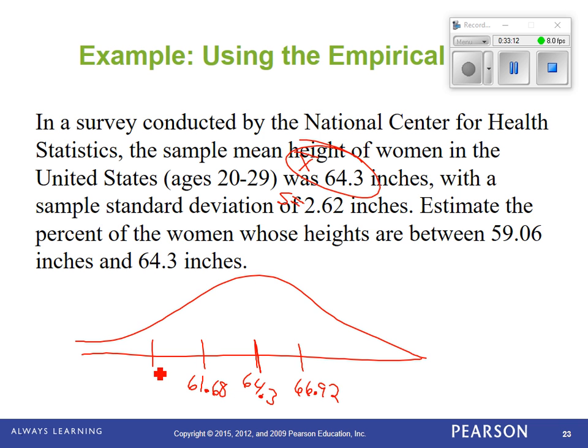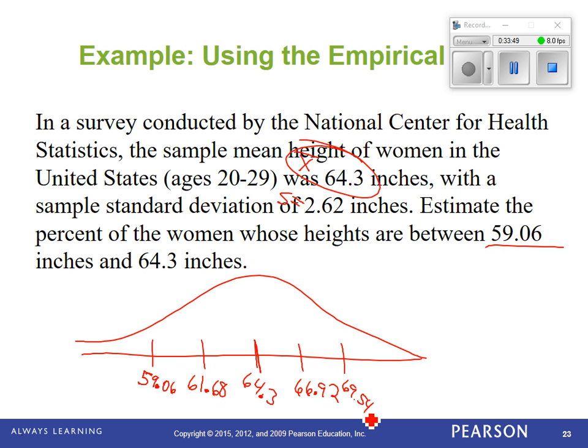Let's take off another one. Take 61.68 and let's go down another standard deviation. 59.06. Hey, that's one of the numbers they gave us, wasn't it? Imagine that. And then let's add another one to the 66.92. 69.54.